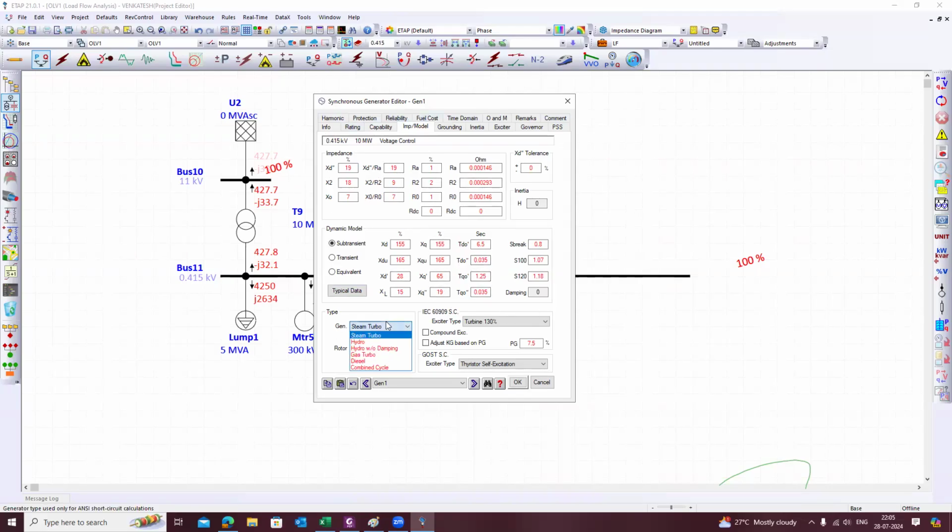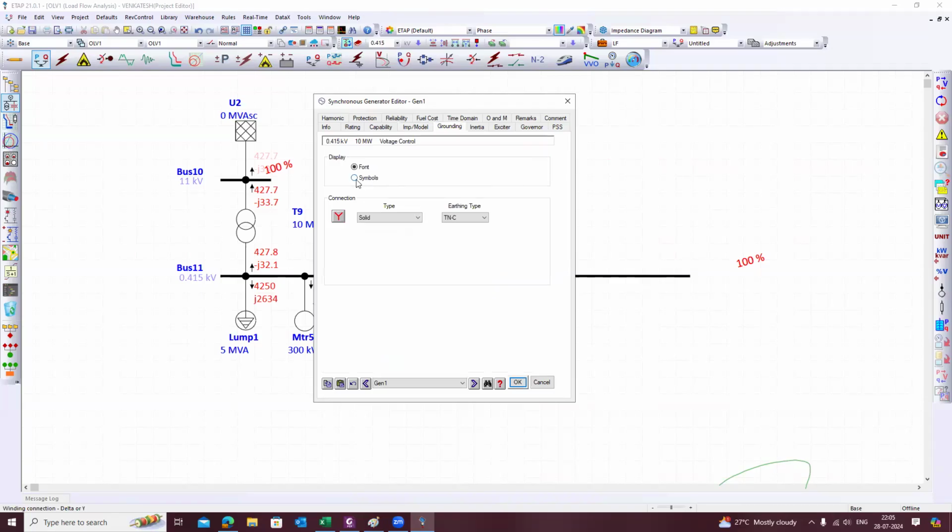Here you have the option to select the type of the generator and the type of the rotor. You can also select the exciter type and the turbine, including the overloading capacity of the turbines. Next, coming to the grounding: here you have to select whether your generator is solid grounded, resistance grounded, or grounded through an NGT, which we call a neutral grounding transformer. That can be selected here.